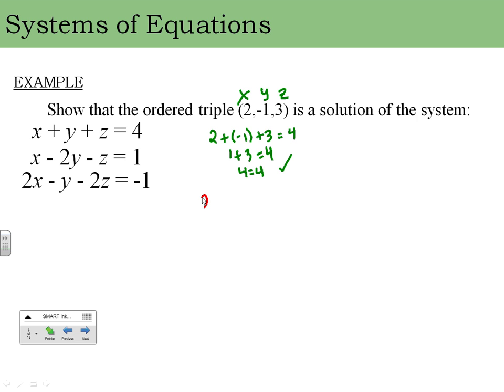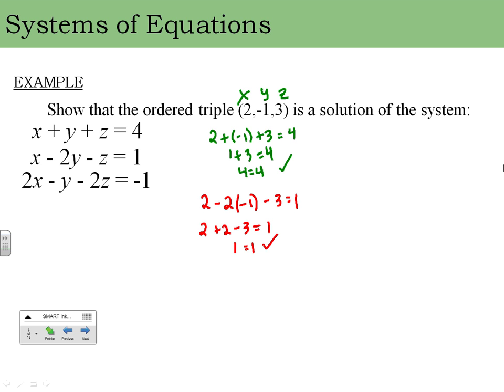So the second one, 2 minus 2 times y, which is -1, minus z, which is 3, equals 1. So this -2 times -1 would give me +2, and everything else stays the same. 2 plus 2 is 4, minus 3 is 1. So I get 1 equals 1.